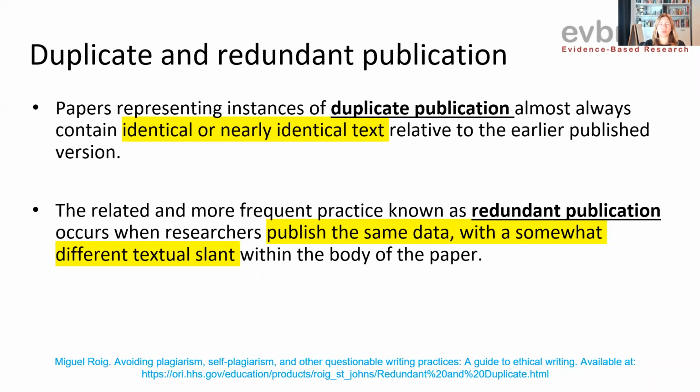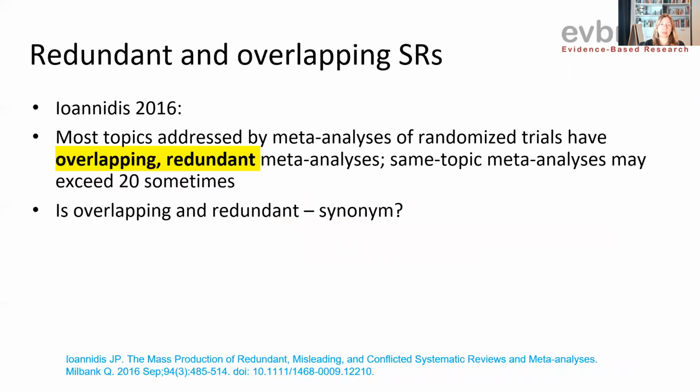When we go through the literature and information available, we can see that this redundancy is mentioned in multiple aspects. So for example, there is a guide for ethical writing that addresses duplicate and redundant publication. In this respect, the author says that duplicate publications are publications containing identical or nearly identical text, but redundant publications would be when researchers publish the same data, but with a somewhat different textual slant, which would be a version of a duplicate publication.